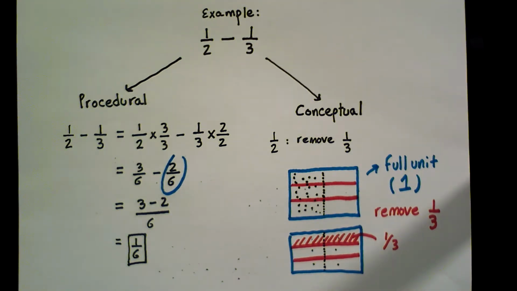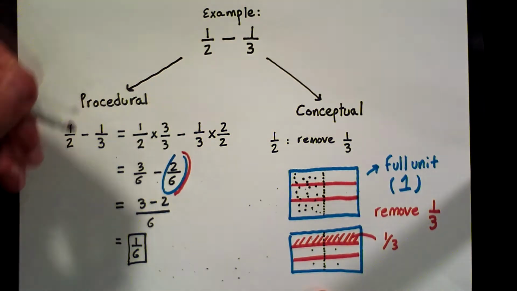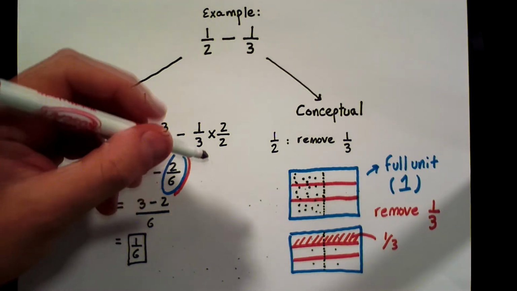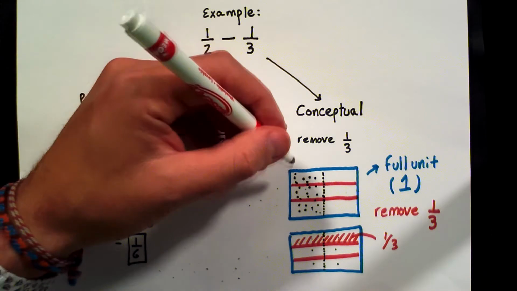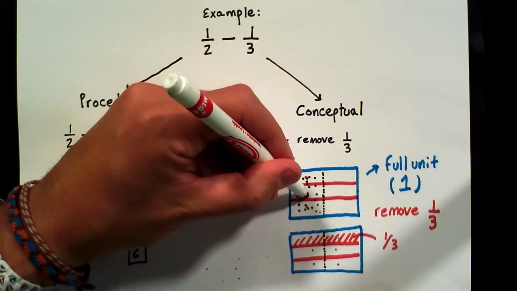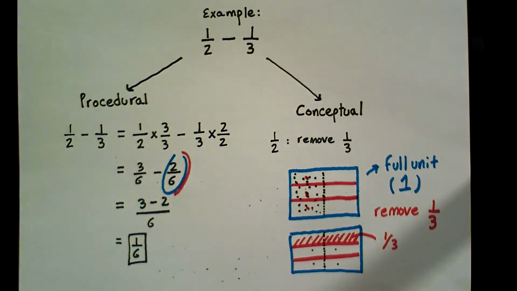Which, by the way, is a great way. You can compare: you first do it with a procedure, then you do it conceptually, or vice versa, and you compare how you did it. And now the insight is that if we had these full units, then 1/2 meant 3 of these 6ths, and I'm removing 1/3, which is removing 2 of these.